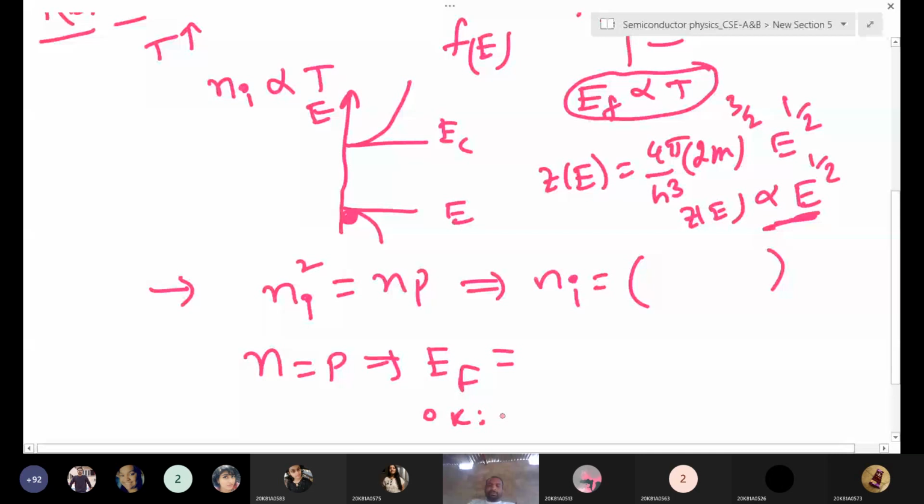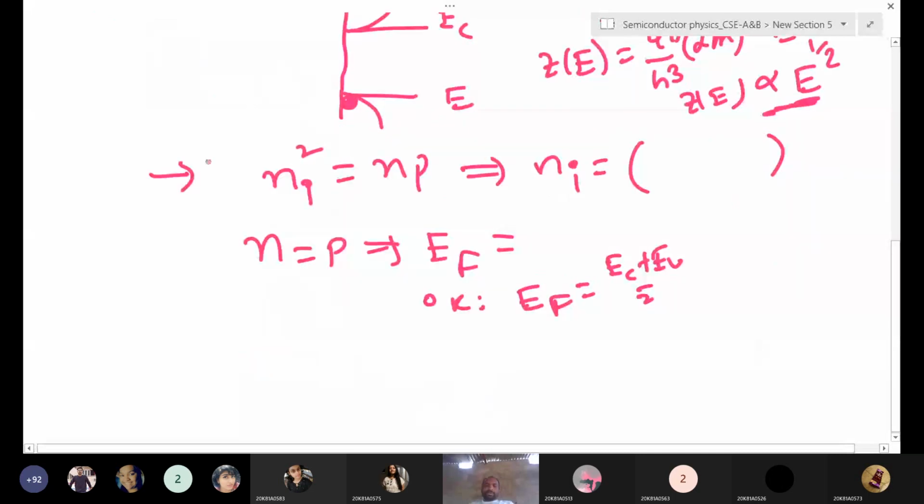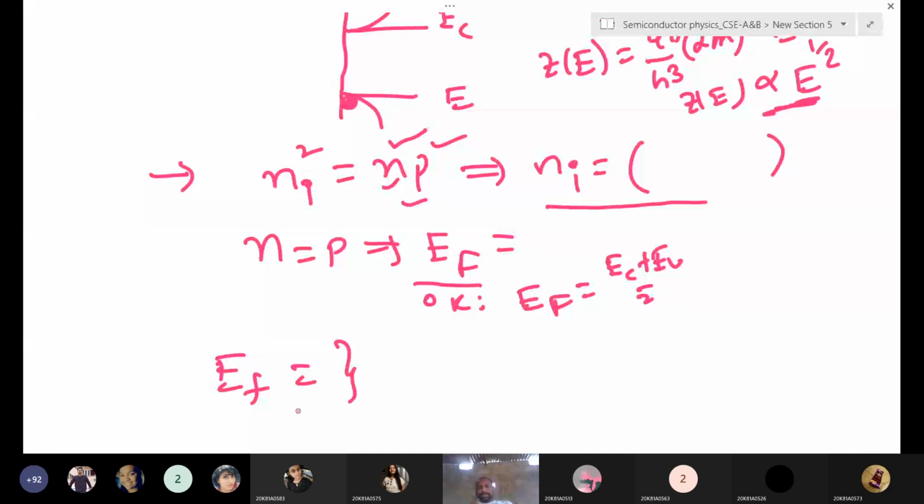Very simple. If you know the concentration of electrons or holes, or the density of electrons and holes, you can solve for the carrier concentration and also for the Fermi level. This is very important. They will ask you to derive the expression for the Fermi level in an intrinsic semiconductor, or to derive the expression for the density of holes or density of electrons in an intrinsic semiconductor. This is how they will ask questions in the exam. So just practice this.